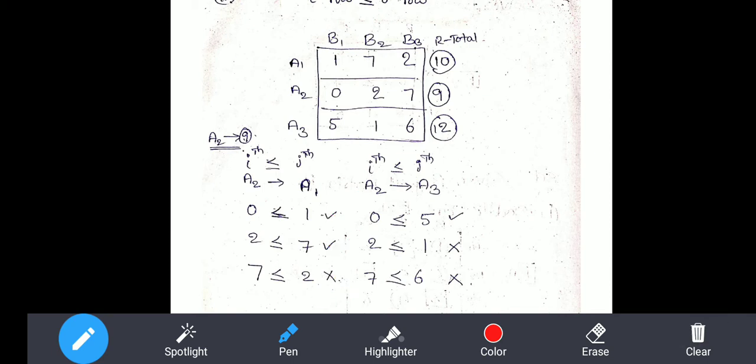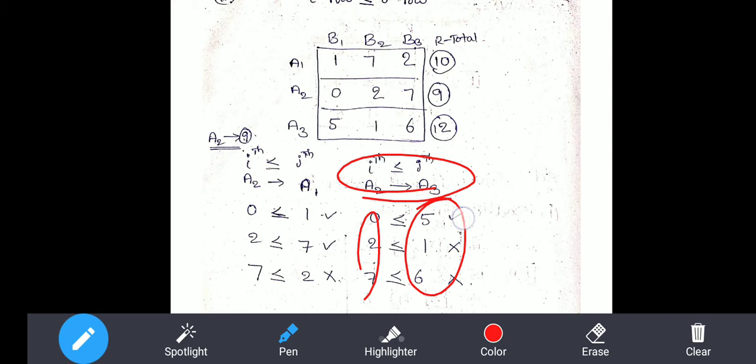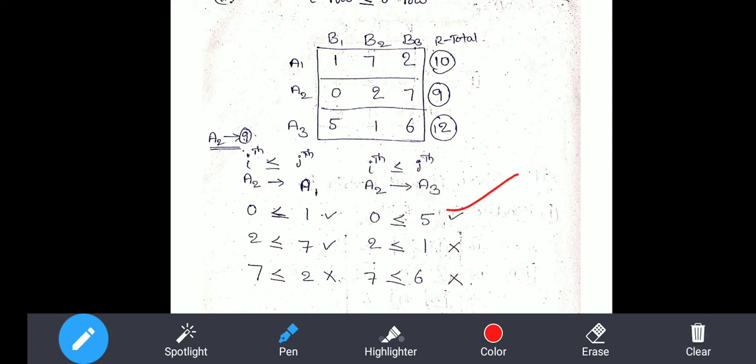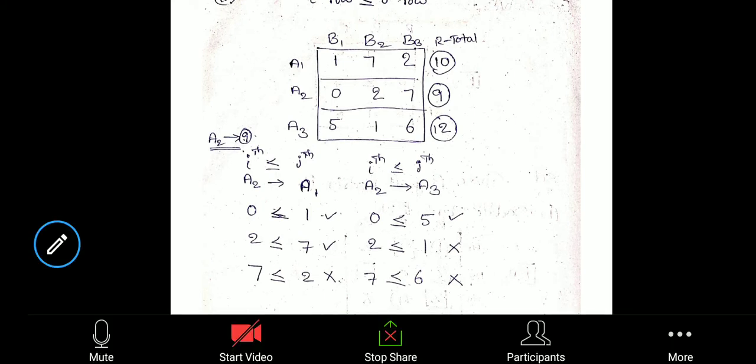Now, is A2 dominated by A3? You can apply this condition. A2 elements, A3 elements. Verifying the first condition, 0 is less than 5, okay. 2 is less than 1. It is not possible. It means A2 is not dominated by A3. Now you can apply the second least element. The second least element will be 10.